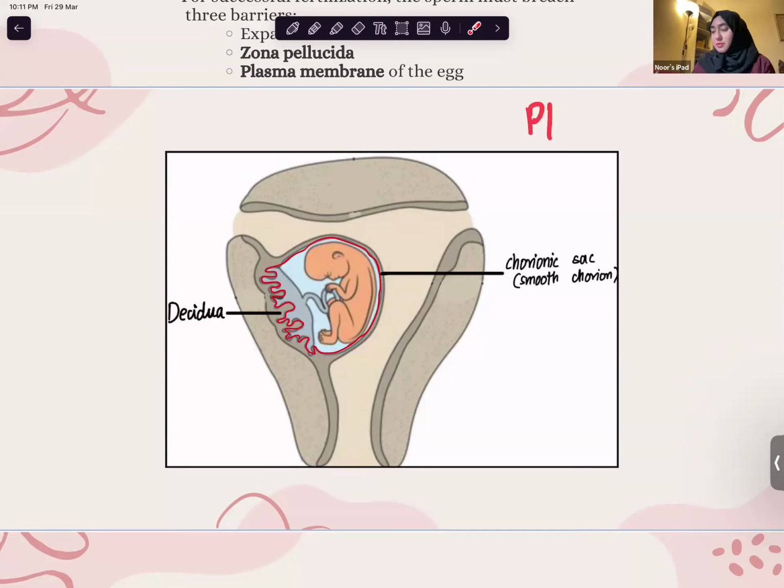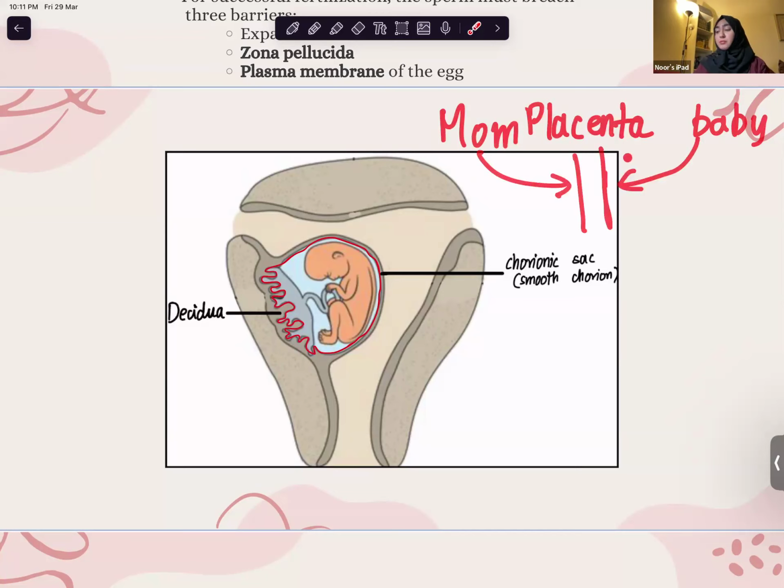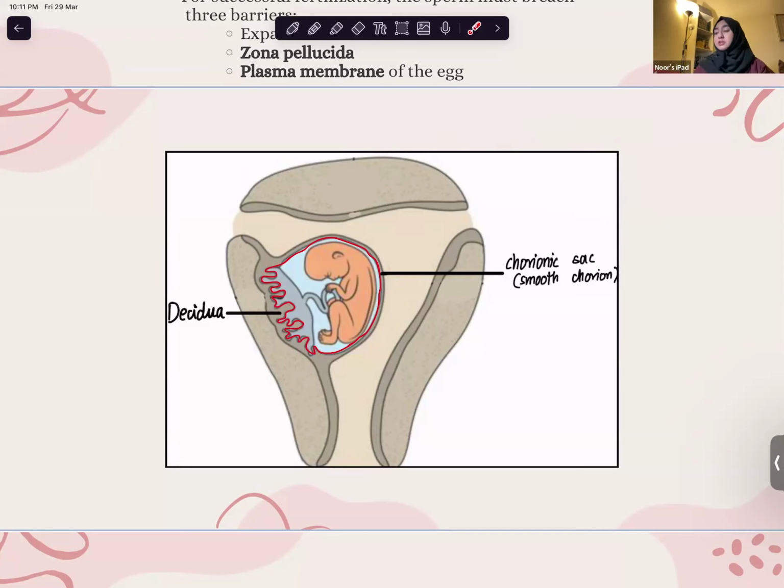Now we have something which is basically called the placenta. Then we have the baby here, and we have the mom here. So basically, the placenta is the connection between both the baby and the mom. So there is transfer and diffusion of gases, food particles, and all the nutrients that are important for the baby. The placenta, since it's between the mother and the baby, means the mother also contributes to the placenta, and the baby also contributes to the formation of the placenta. Part of the mother's placenta is called decidua.